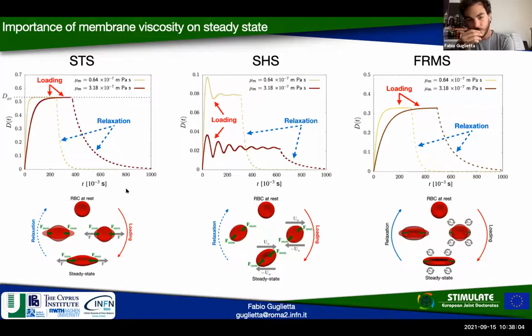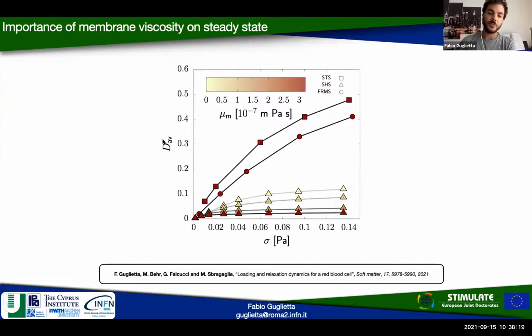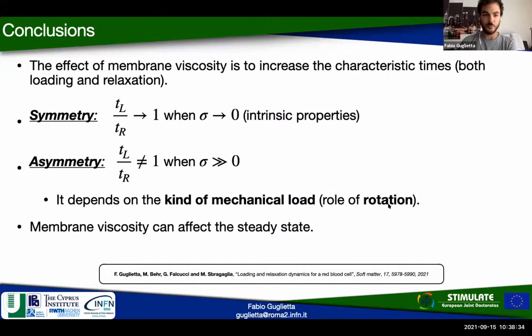And I just want to spend a few words on the importance of membrane viscosity also on the steady state, because while in the stretching and four-mill simulations the steady state of the deformation does not depend on the value of membrane viscosity, in the shear simulation it still depends. Indeed, here I'm reporting the deformation for the stretching simulation, and all the values collapse on the same master curve. And also in the four-mill, there is the same scenario. While in the shear simulation, we can see that increasing the value of membrane viscosity results in a decrease of the deformation. So to conclude, the effect of membrane viscosity is to increase the characteristic times.